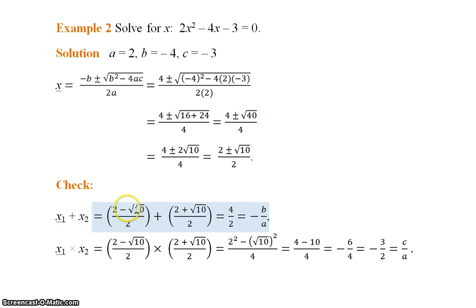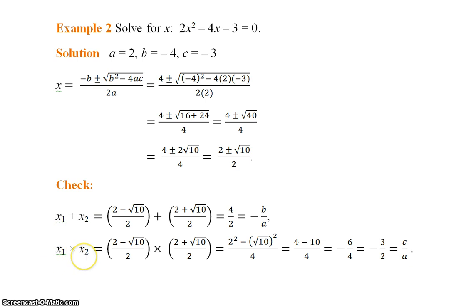As usual, minus square root of 10 and plus square root of 10 cross out. 2 plus 2 is 4, and common denominator is 2. So the sum of the roots is 4 over 2, which is minus b over a. Minus b is 4, a is 2.